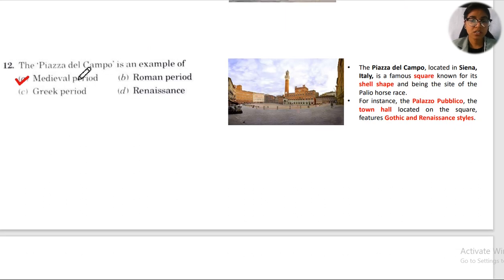Next question is, Piazza del Campo is an example of. So Piazza del Campo is an example of your medieval period.